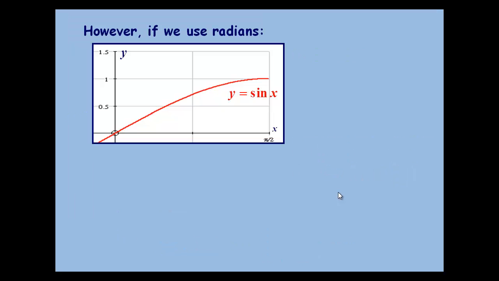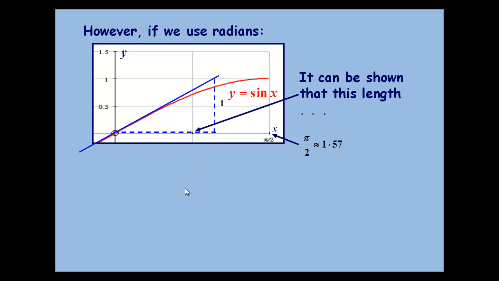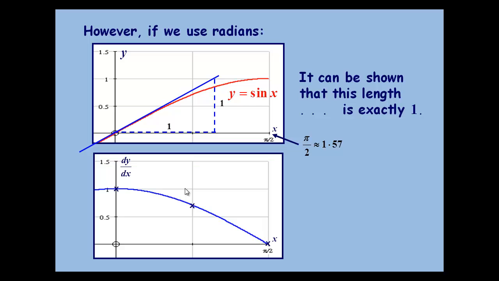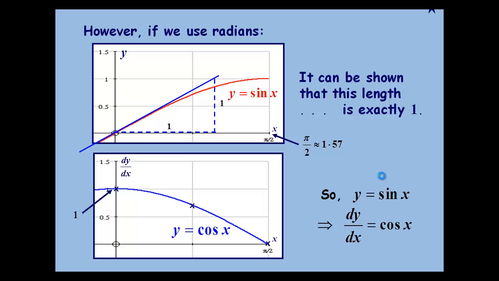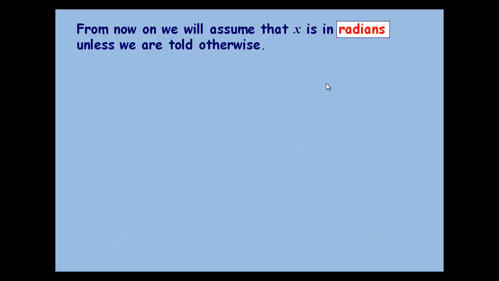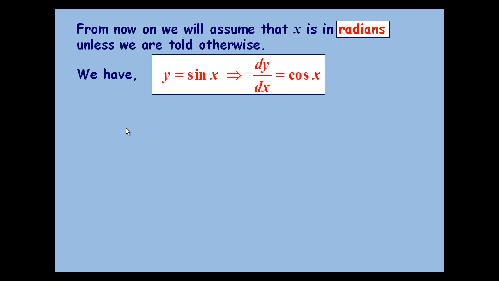Okay, what about if we use radians? Well, if we rewrite this in radians, we get pi over 2, which is just over 1.5, isn't it? And if we raise 1 again, if we go up 1, we can actually show that this distance here on the x-axis is exactly 1. So it does work as long as we use radians. And in fact, the derivative of sin x is cos x. We must be careful to always use radians when we're doing calculus with trig.